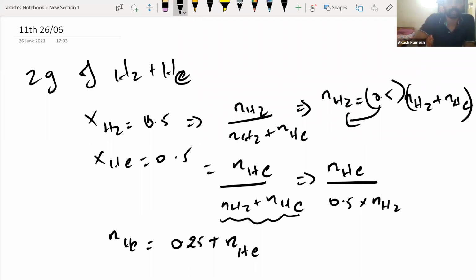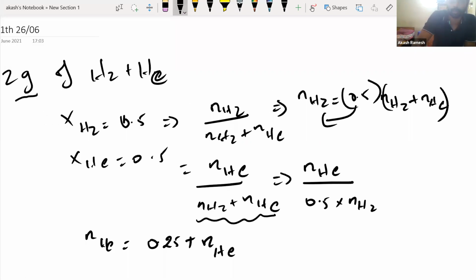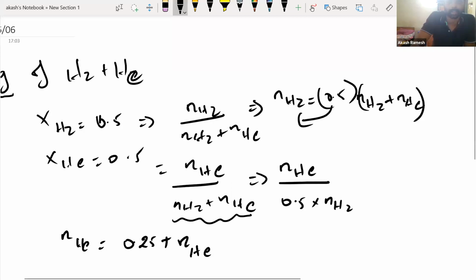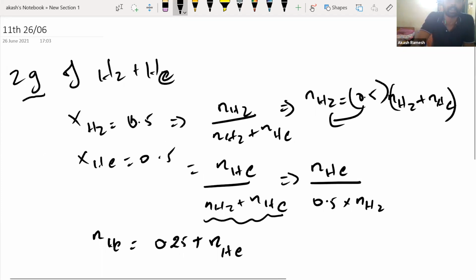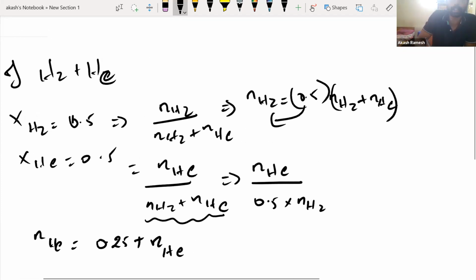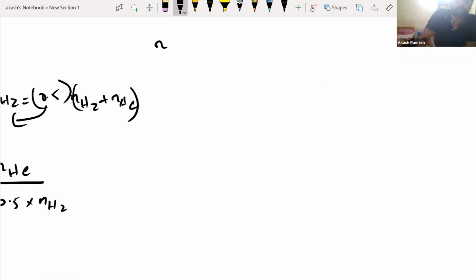Now actually we have to use this 2 grams somehow, right? Let me write it like this. Okay, guys, we'll keep this as such. We are just moving somewhere, but we'll see what happens. What you have to understand is that in total there is 2 grams. So can I write it like this? Number of moles of H2 into 2 plus number of moles of helium into 4 is equal to 2.